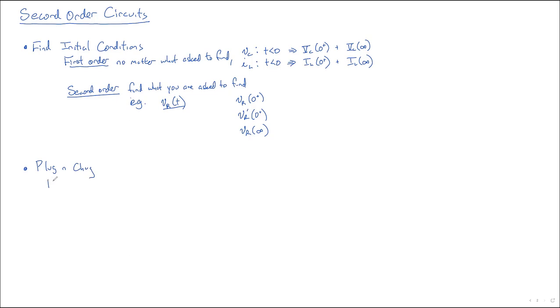For first order, your plug and chug equation looked like A plus B e to the minus kt. I mean, yes, it was exactly something like V of infinity plus V0 minus V of infinity times e to the minus t over tau. That's the way we wrote it. But if you do the multiplication out and take a look at the form, it always had this form. For second order, it can have one of three forms.